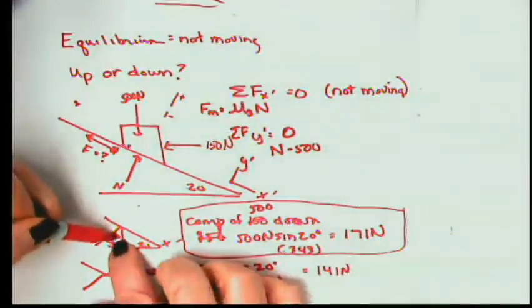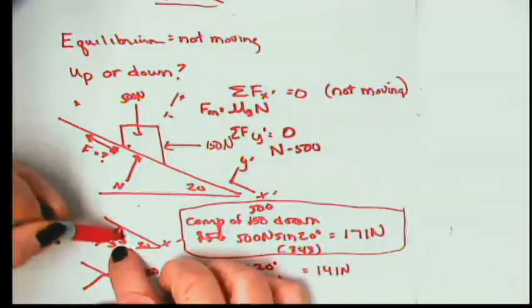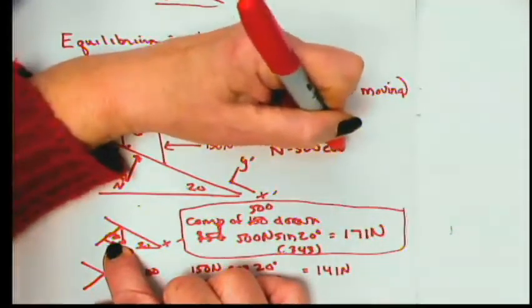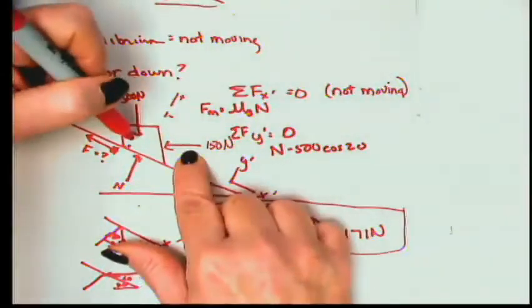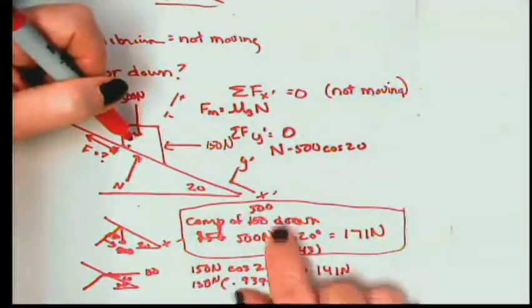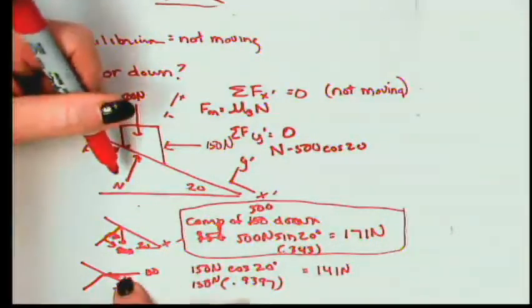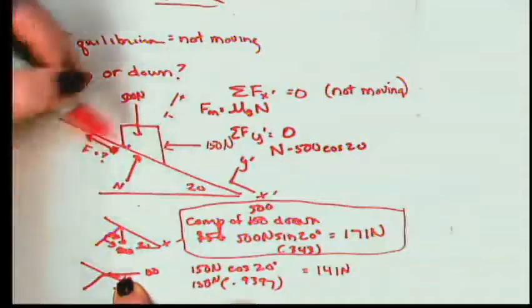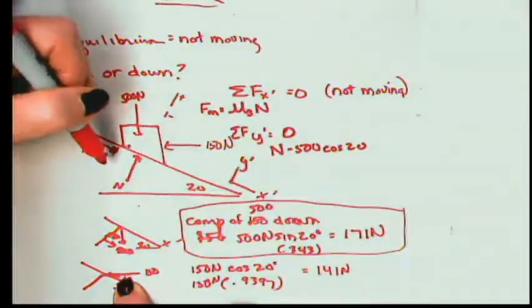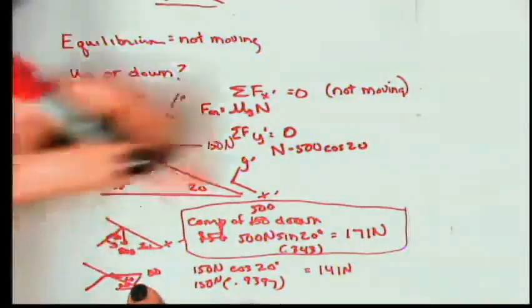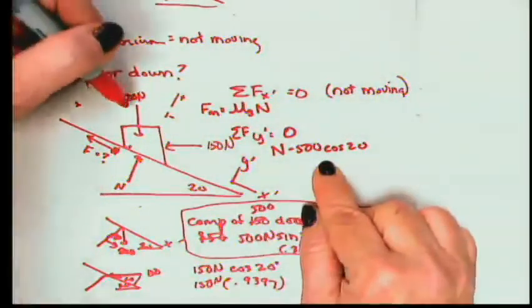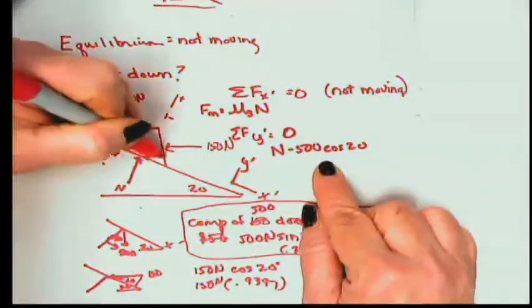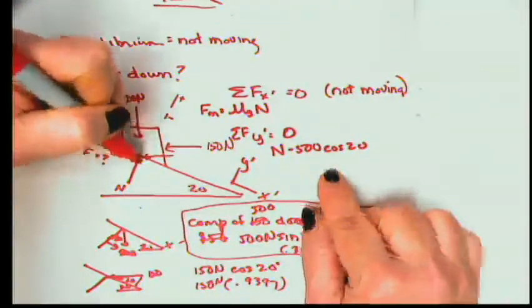Well, if this angle is 20, the 500 looks like this. That angle's 20, so it's 500 times the adjacent, the cosine of 20 degrees. And then we also have a component of the 150-pound force perpendicular to the plane, which is going to be times the sine of 20, and the direction for that, if I draw it like this, 150 is right here.